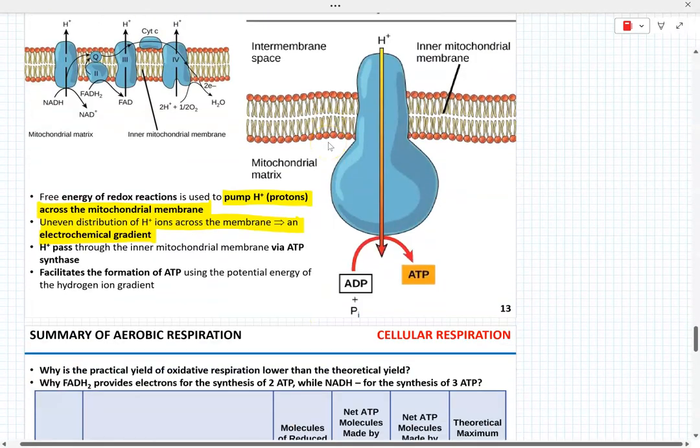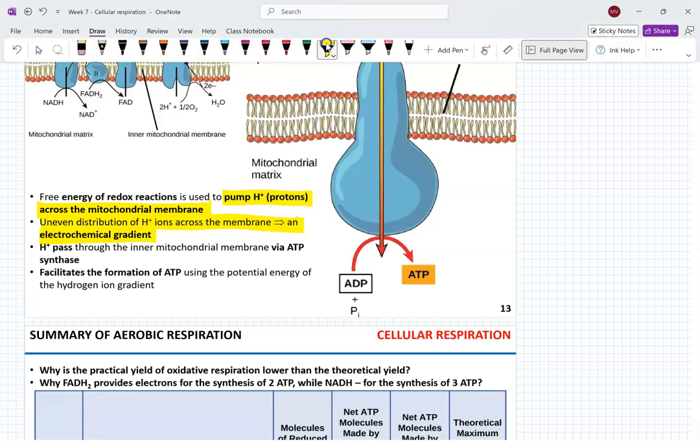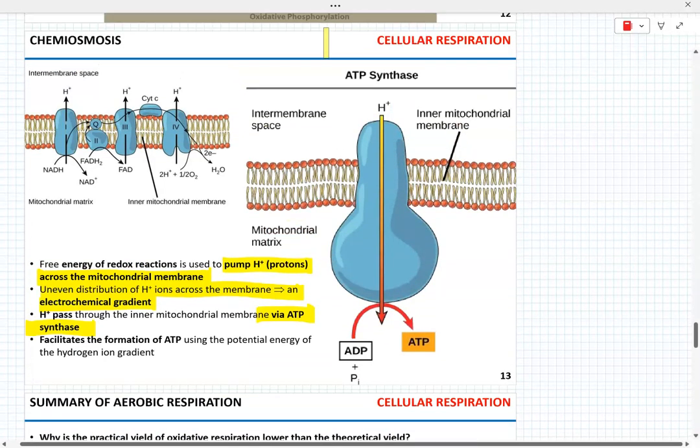This electrochemical gradient drives the diffusion of hydrogen ions through the protein called ATP synthase. As you can see, hydrogen ions are positively charged. And as you may remember from the material in week 5, positively charged ions cannot cross the membrane directly and have to pass through a channel. ATP synthase essentially serves as the channel for hydrogen ions to move.